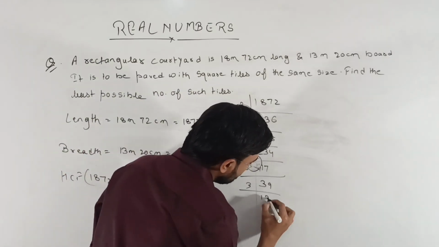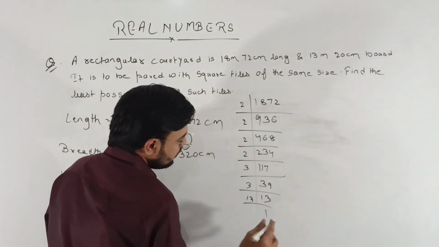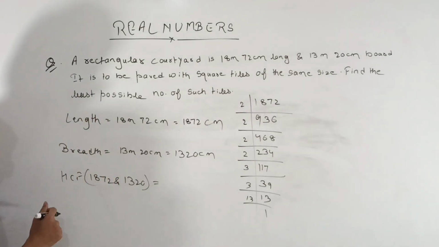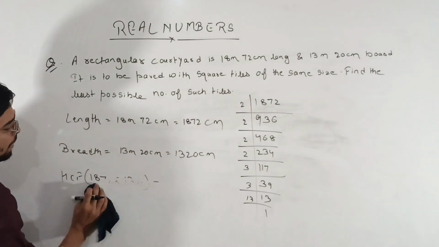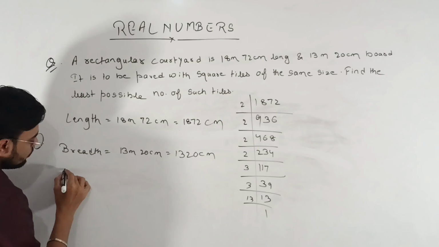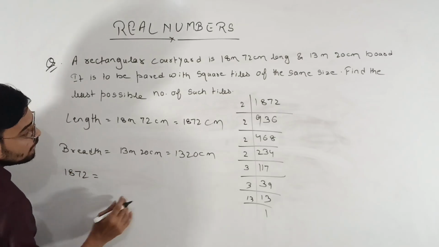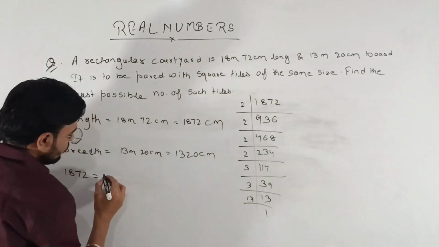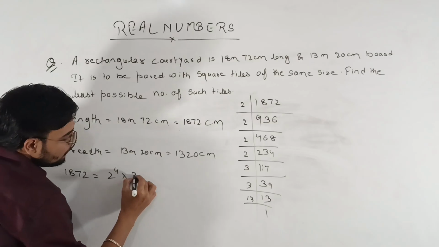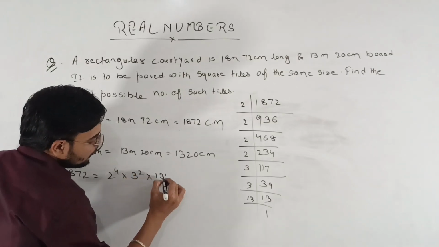Again by 3, 3 1 3, 3 3 9. Again by 13, 1. So 1872, I write 1872 as 2 times 2 times 2 times 2, 4 times 2, and 2 times 3, and 1 times 13.